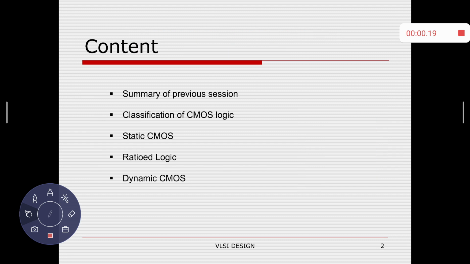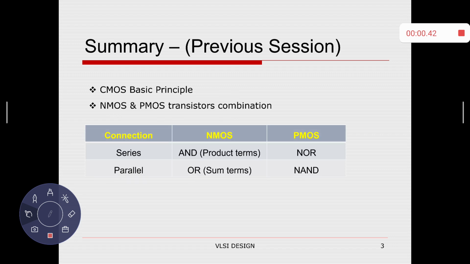So this is the content we are going to discuss today. First, the summary of the previous session, followed by the overall classification of CMOS logic. Out of CMOS logic, we focus on only three different types of logic, which are called static, dynamic and ratio logic.